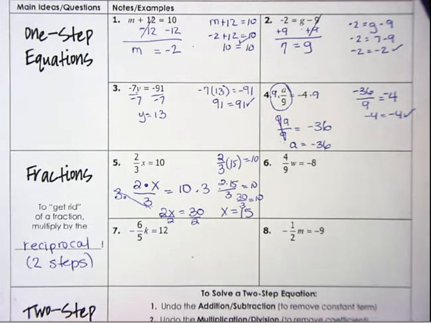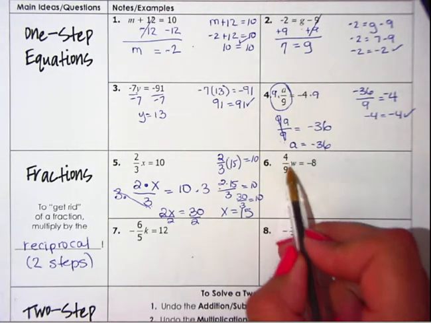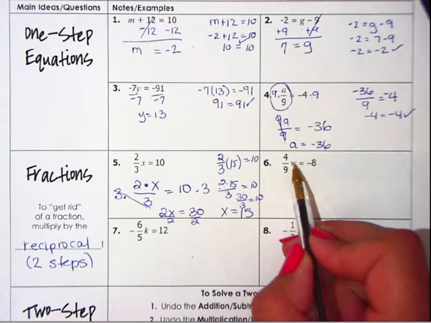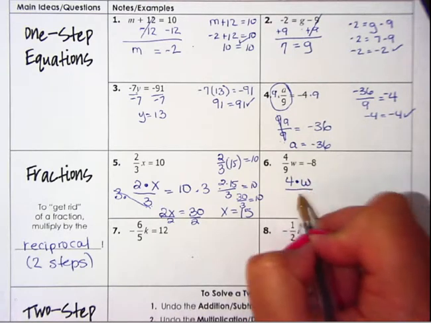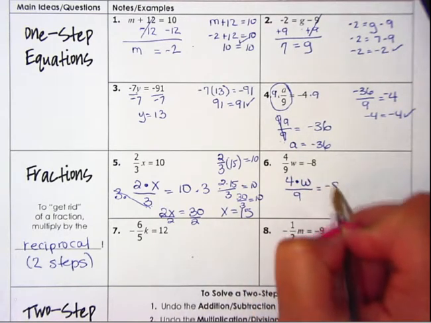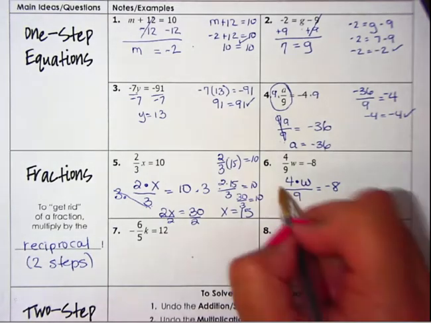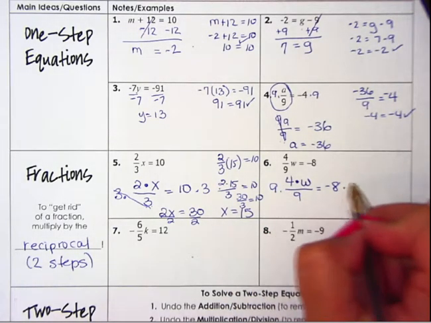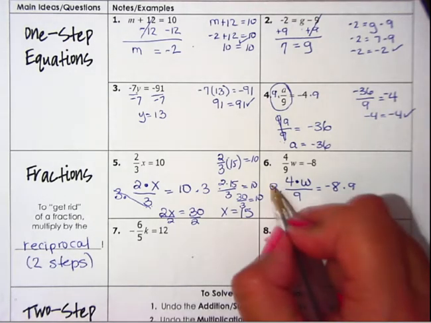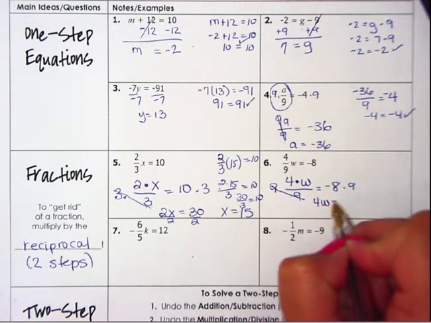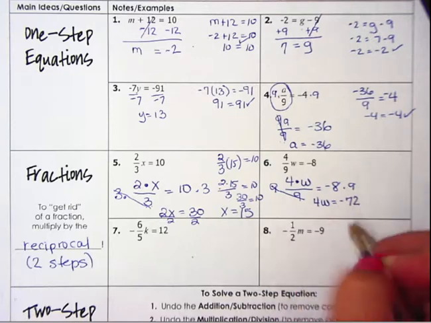So let's look at one more together. This one we have 4 divided by 9 times w equals negative 8. So again, I'm going to rewrite it as 4 times w divided by 9 equals negative 8. So I'm going to go ahead and multiply both sides by 9. When I do that, I end up getting that 4w is equal to negative 72.